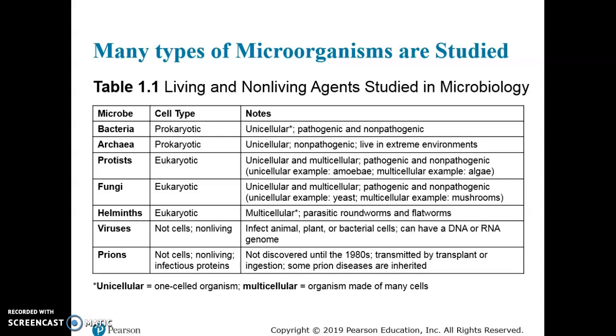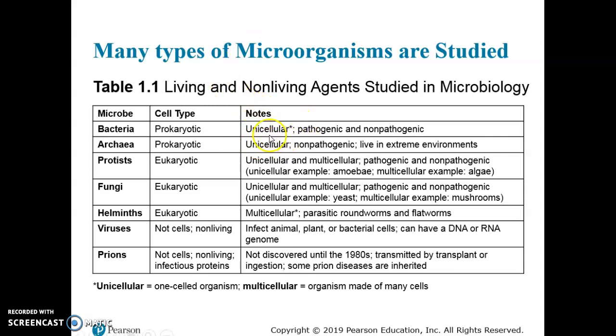A major way to differentiate between cells is whether or not they are prokaryotic or eukaryotic. Eukaryotic cells are like us. We are eukaryotic organisms. All of our cells, except for red blood cells, have a nucleus. Prokaryotic cells do not have a nucleus, and that's one of the major ways to divide cells between eukaryotic versus prokaryotic.